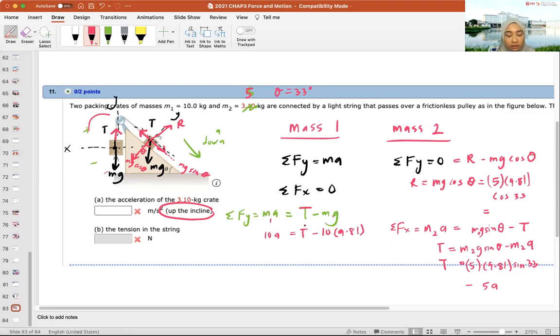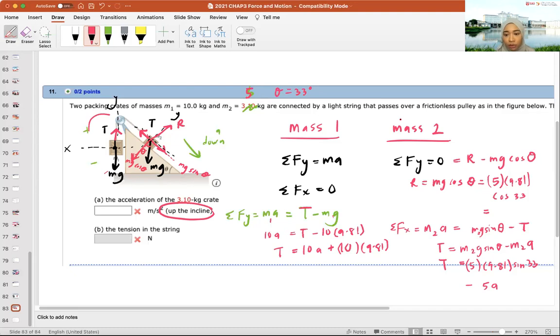We just want to use a simple calculator. So I solve for T in here as well. So this would be, what was it? 10a plus 10 times 9.81. Why did I write equals to T? Because I have two unknowns here. I have acceleration as my unknown and my tension as my unknown.